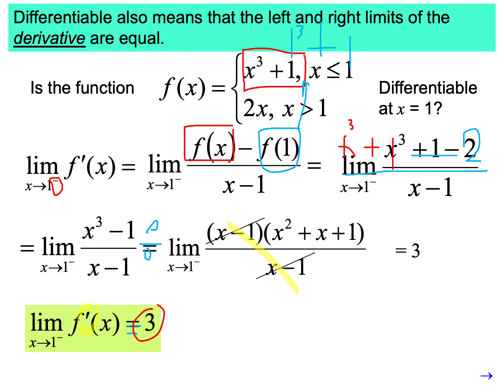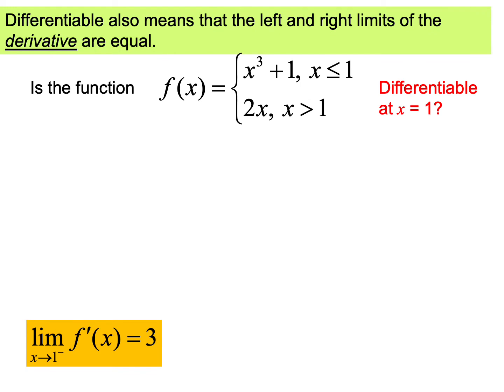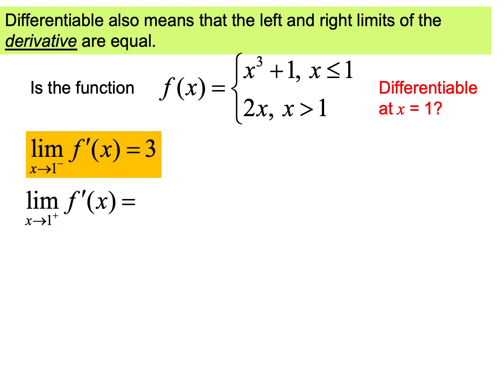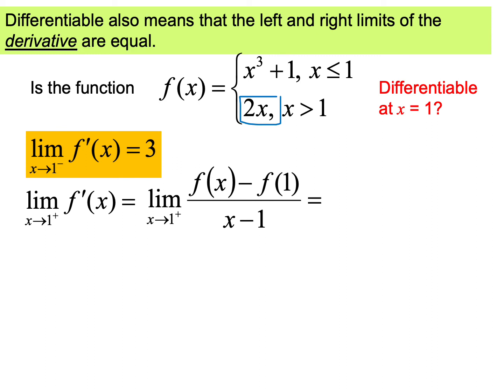It's only from the left. I need to check from the right. So after we found that the function has a derivative from the left, we need to check the derivative from the right. We'll do the same. From the right, when x is bigger than 1, we'll take this function and apply the same rule, which is f of x minus f of a over x minus a. And here, f of x is 2x, and f of 1, I replace x by 1, it will be 2. So it will be 2x minus 2 over x minus 1.